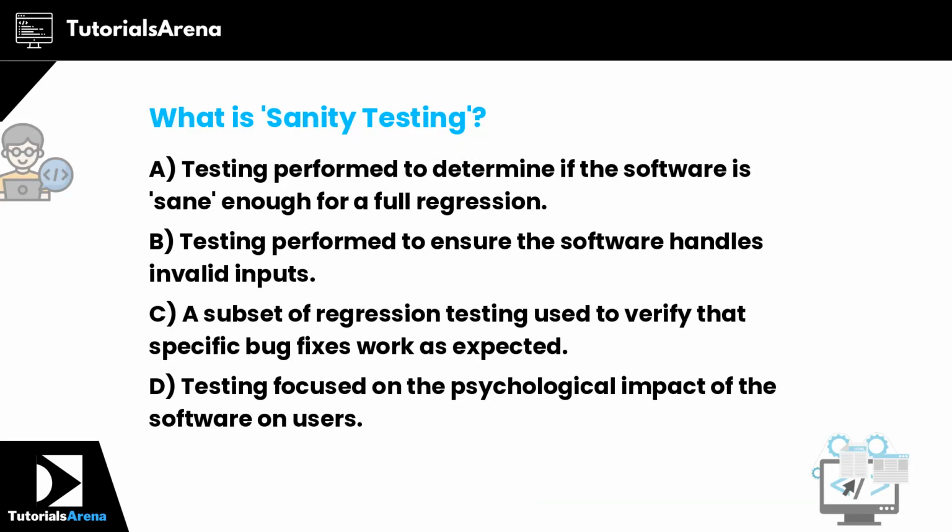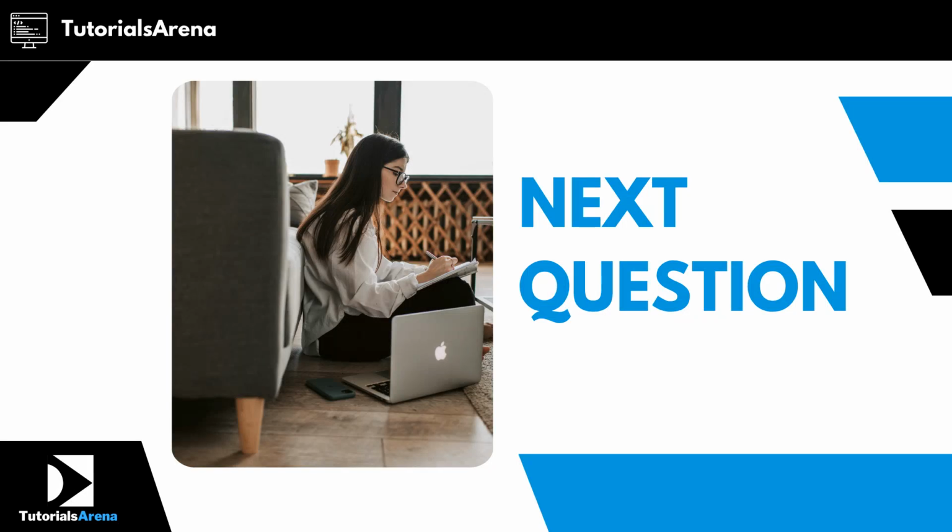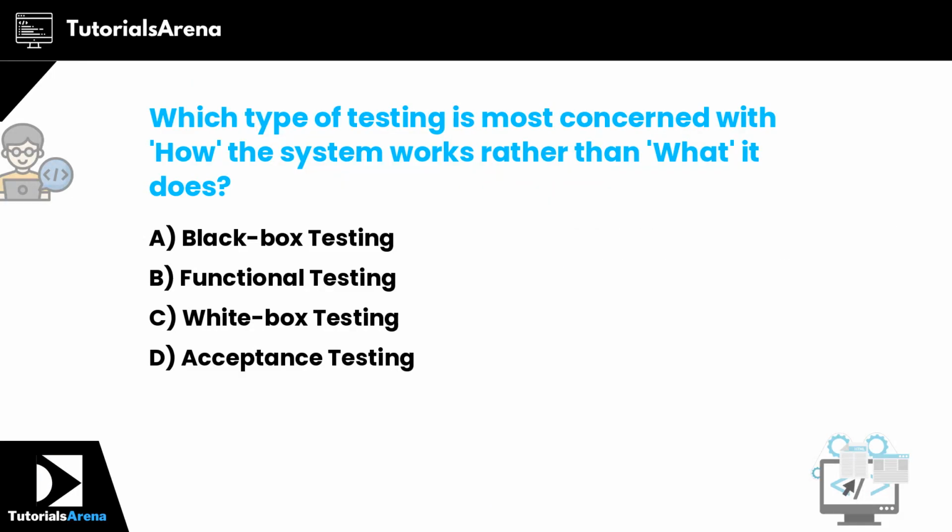What is sanity testing? The correct answer is option C. A subset of regression testing used to verify that specific bug fixes work as expected. Which type of testing is most concerned with how the system works rather than what it does? The correct answer is option C, white box testing.